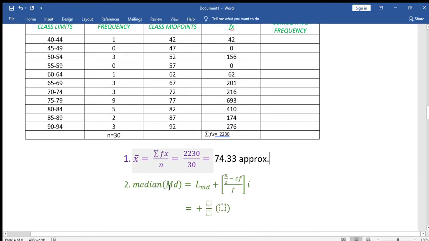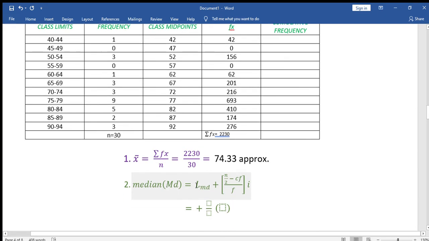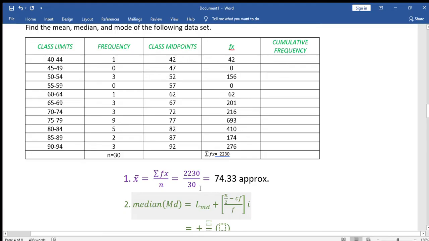Next, let's go to median. Okay, the formula for median is given by this. We have your L sub MD. This means that this is the exact lower limit of the median class. But what does median class mean? Median class means that this is the specific class interval wherein you can find your median.